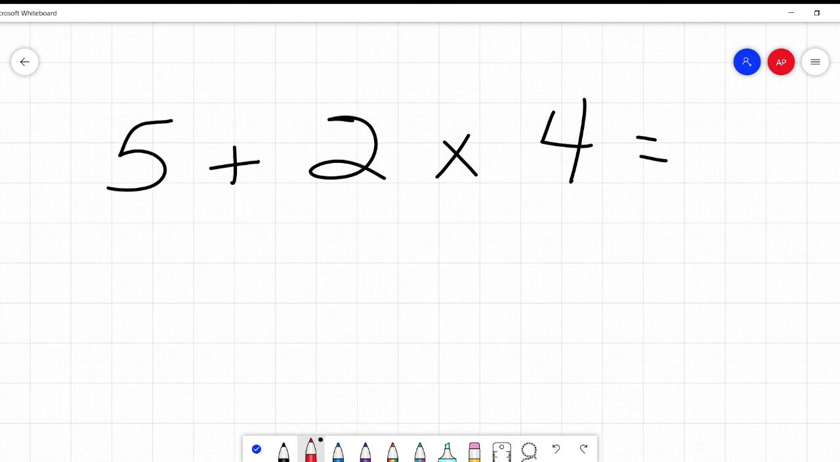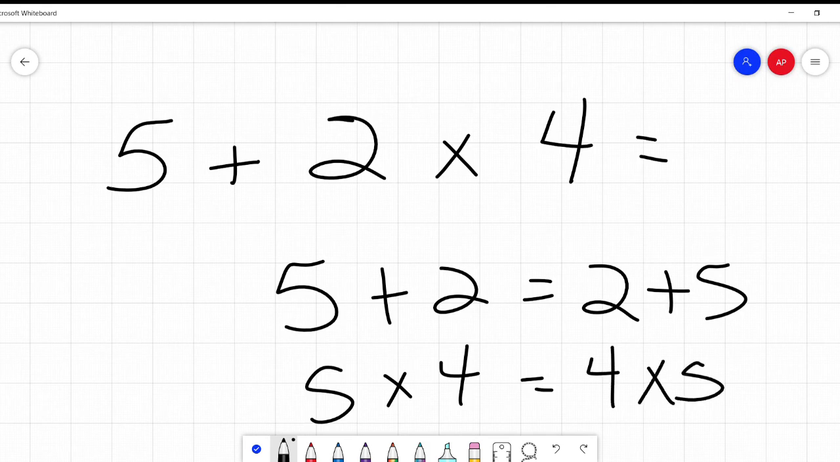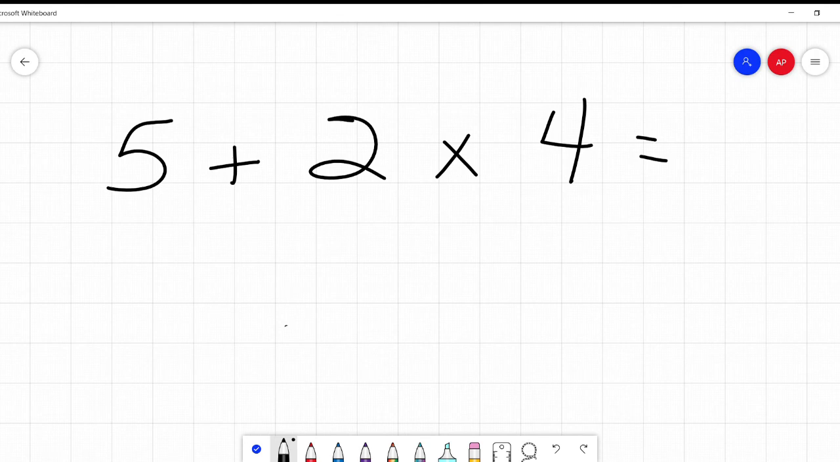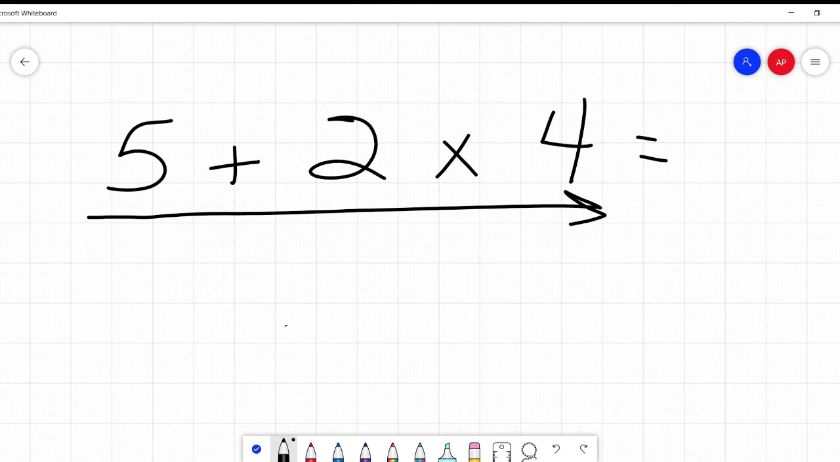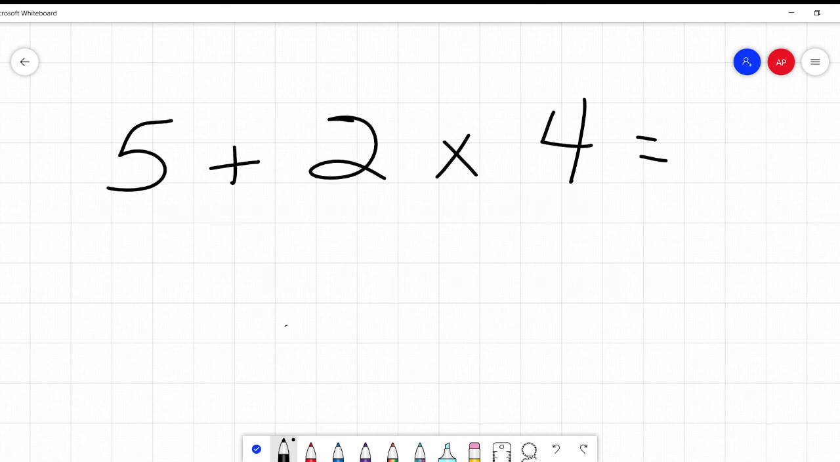Right. So, why does it matter what order we do things in? Now, you may remember from our commutative properties how you can move things around, that you can change the order of things, like 5 plus 2 and 2 plus 5, or 5 times 4 and 4 times 5. And those are the same thing. But what happens when they're combined? Is it the same? Well, what happens if I just went left to right? 5 plus 2 times 4. 5 plus 2 is 7. 7 times 4 is 28. Okay, so let's remember that. 28.